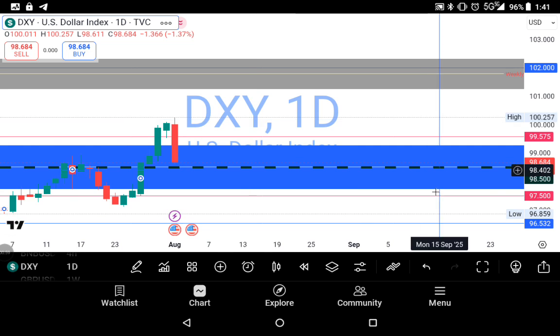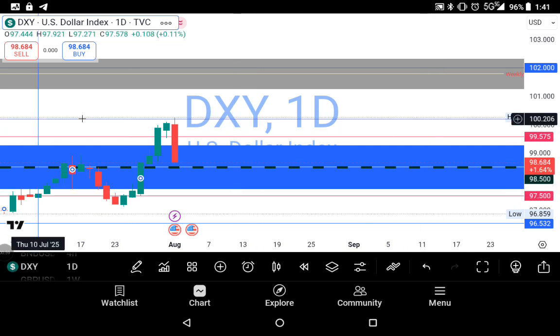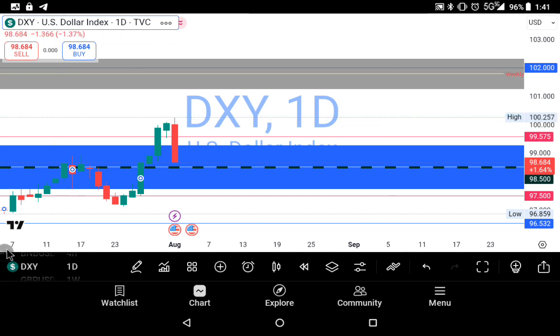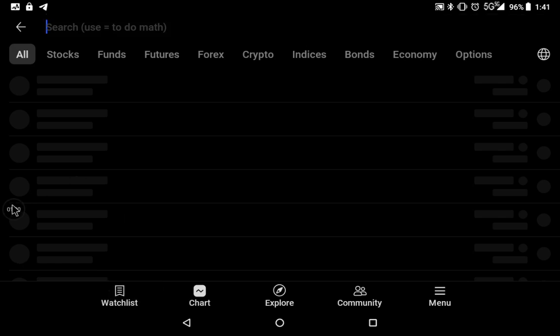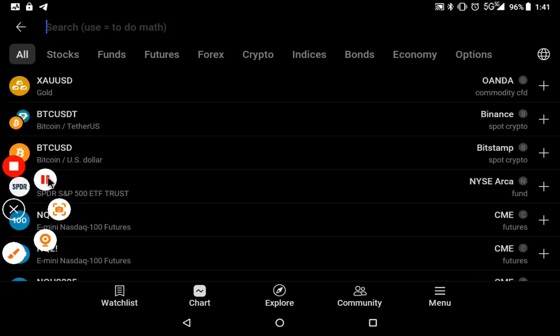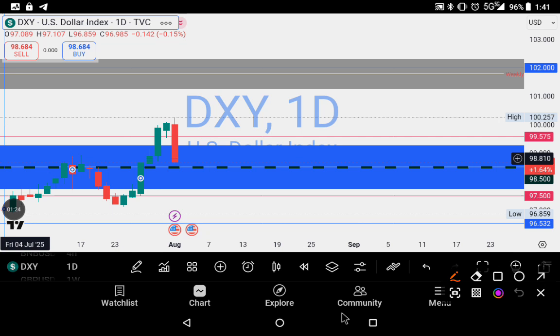I'll be watching how the market price will react to the level 98.500. Is the market price finding support around 98.500? Oh, sorry, 98.500. Yes. How is the market price reacting to 98.500?